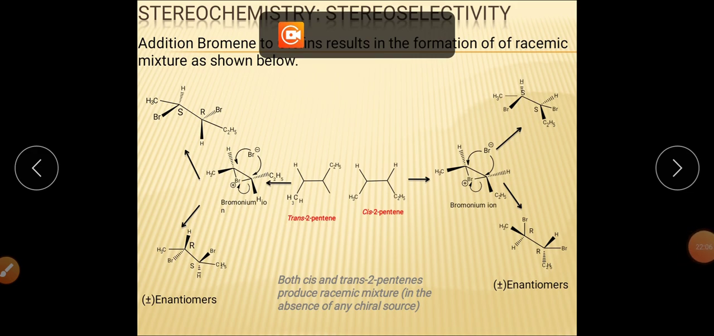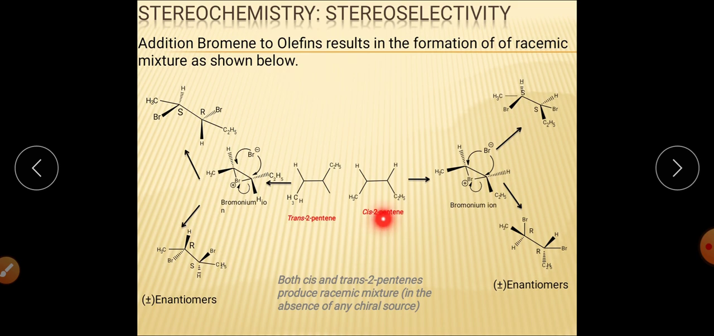So you can see that a pair of enantiomers has been synthesized when we are having this particular cis-2-pentene. If we are having cis configuration and we are talking about the anti-addition, at that time the DL threo form will be synthesized. A pair of enantiomers has been synthesized in this case.